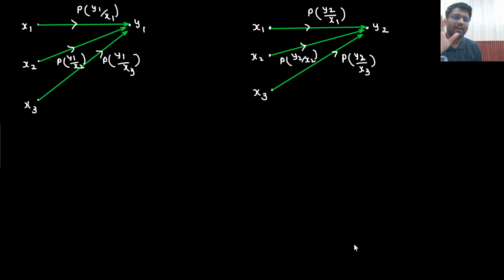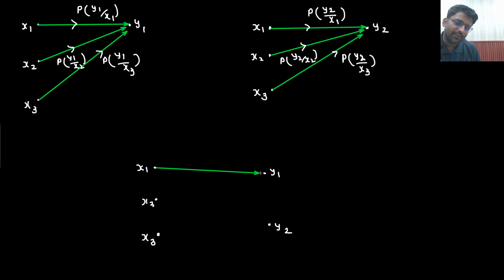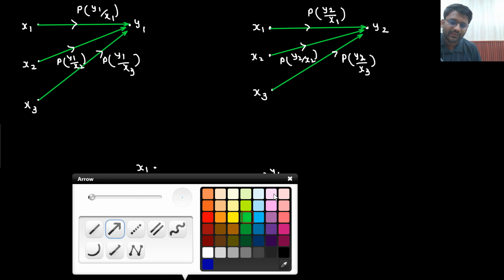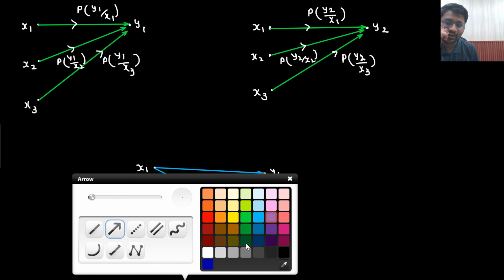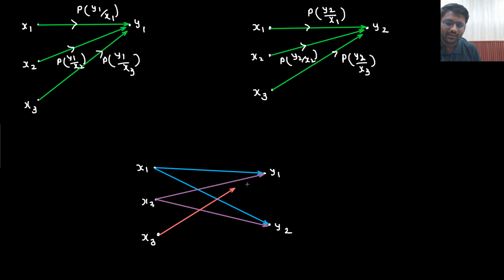So what is our system? Our system is x1, x2 and x3 are the inputs, and our outputs are y1 and y2. When you are sending x1, you can either receive y1 or you can receive y2. When you are transmitting x2, you can either receive y1 or you can receive y2. When you are transmitting x3, you can either receive y1 or you can receive y2.